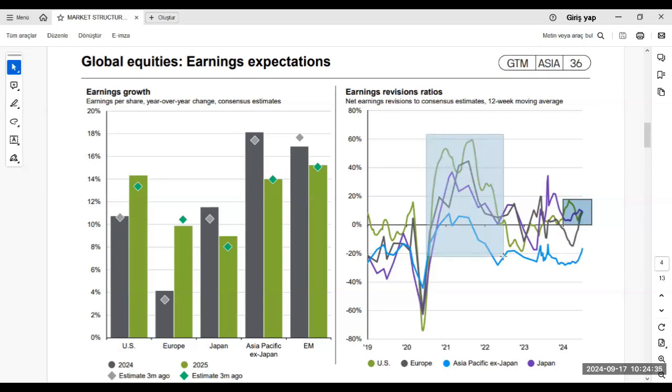Normally, after the COVID period, it even increased to 60%. This is earning revision, huge earnings after the COVID recovery. But today, the market is balanced. The earning revision is just between 0 and 20%.